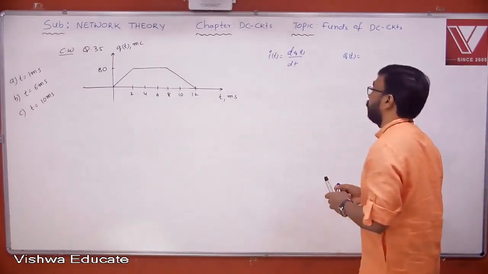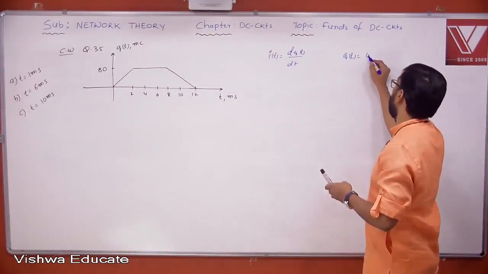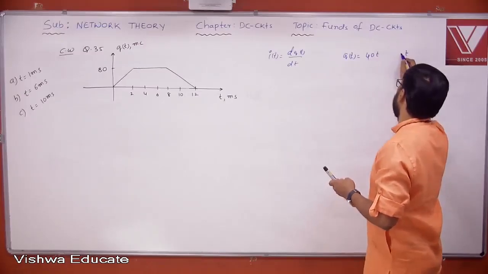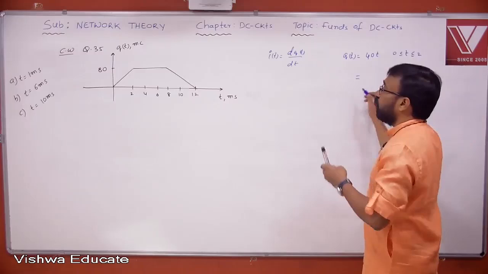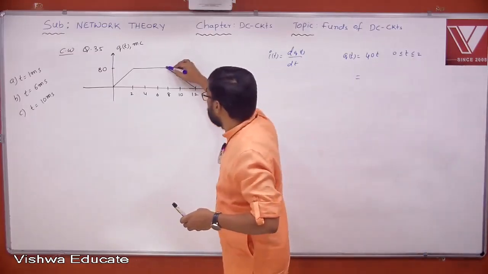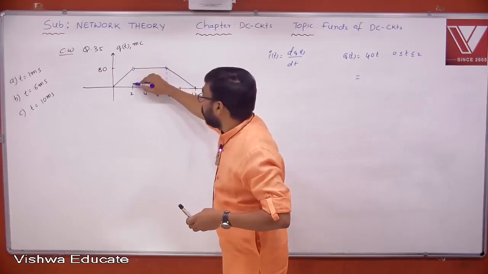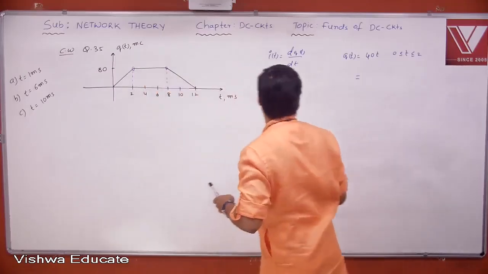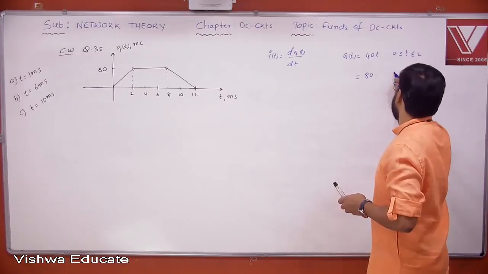Q of t is nothing but 80 by 2, that is 40 t, but for t between 0 to only 2. And next, 2 to 8. This is 8, right? So from 2 to 8, you have a constant value, that is 80 for t between 2 to 8.